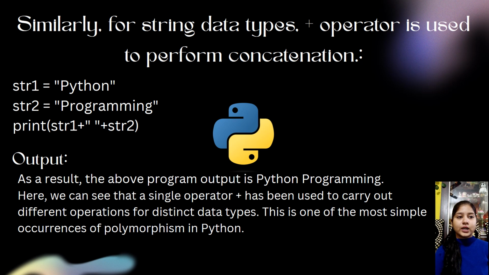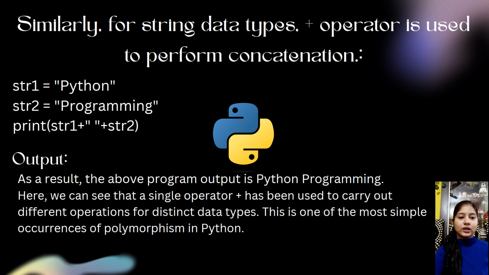Similarly, for string data types, plus operator is used to perform concatenation. If string1 = "Python" and string2 = "programming", then print(string1 + " " + string2). The open and close double inverted commas will provide the space between string1 and string2. As a result, the above program's output will be Python programming.